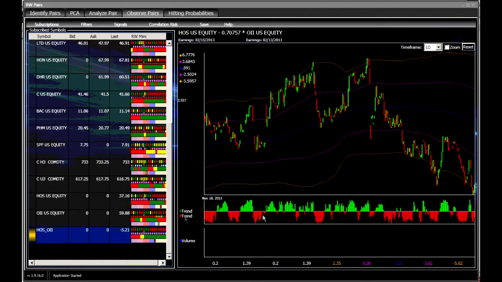So let's go see how we've done. The pair is finished making. You can see it's down here. It's moved up for a couple days in a row. We're very likely to go ahead and make this trade today. It's moving the right direction right now. Let's check the hitting probabilities.